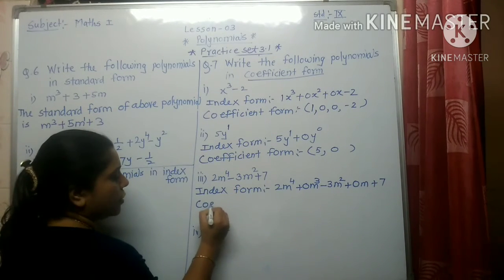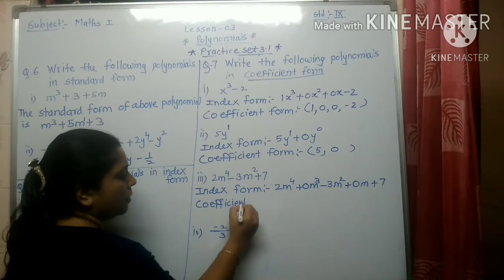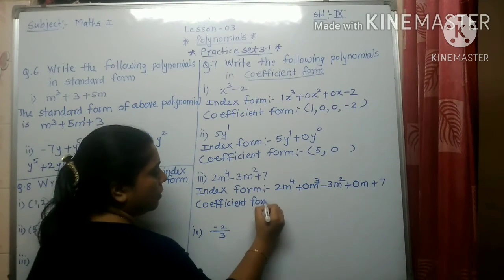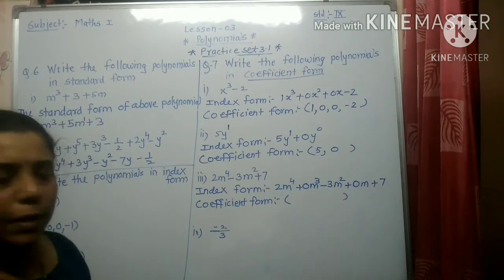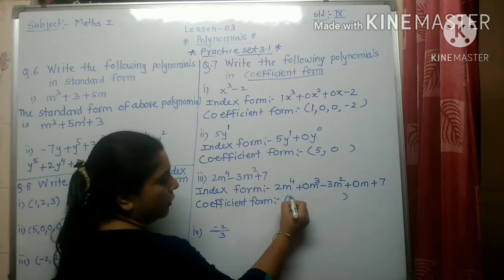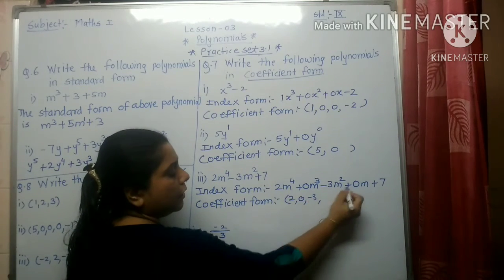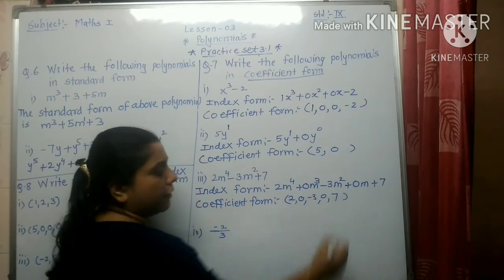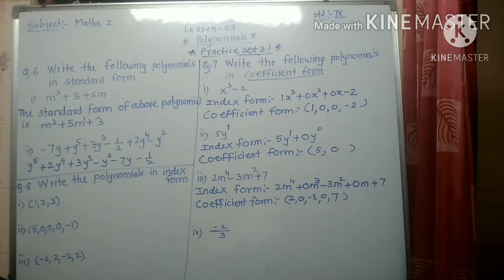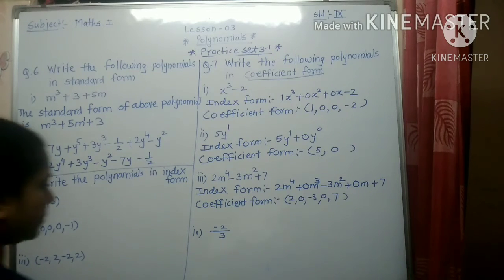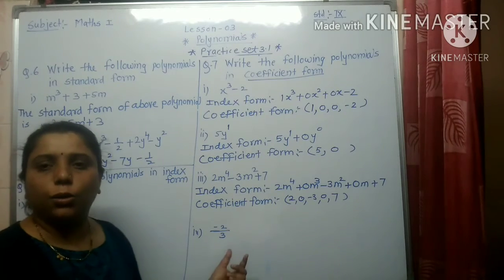So what is the coefficient form then? Coefficient form, round bracket. Now write down the coefficient 2, comma 0. Here minus 3 is there. Then 0, then 7. Okay. This is the coefficient form of the given polynomial. Next one. For constant polynomial, here no need to write.